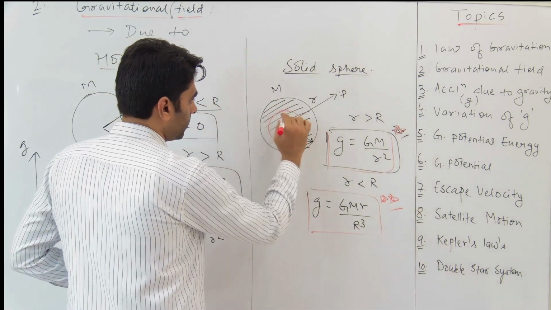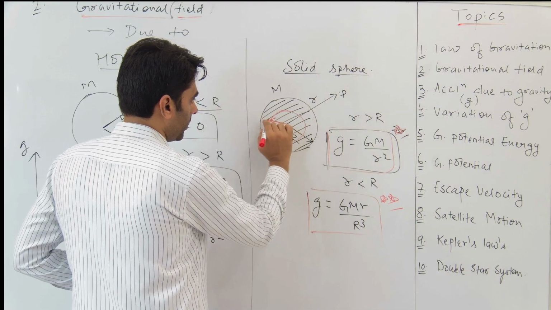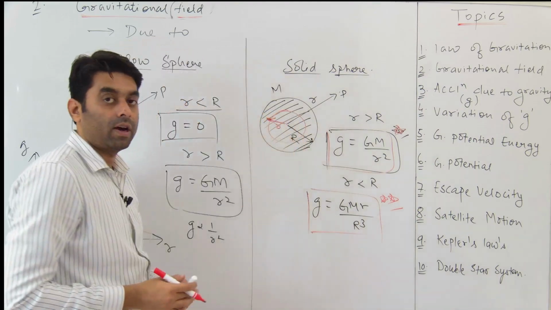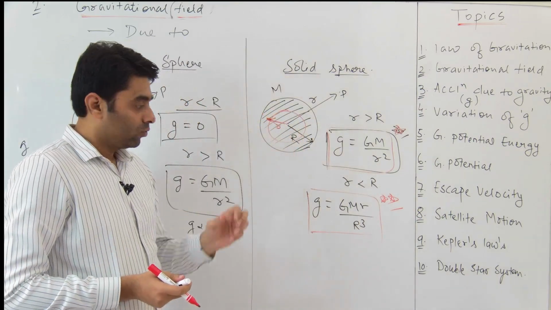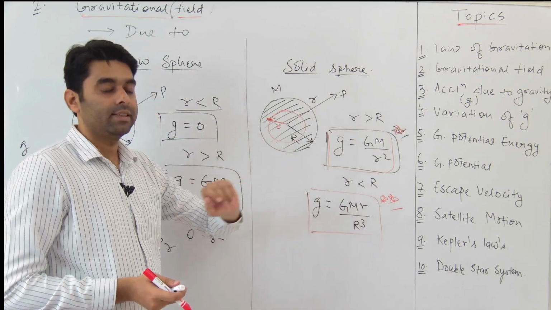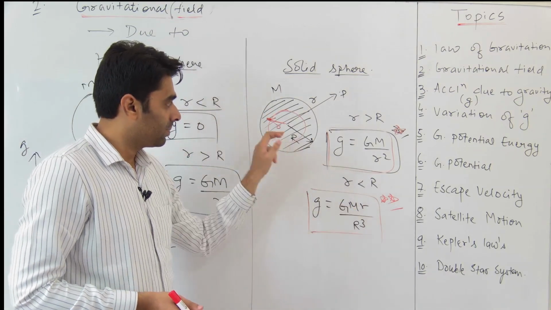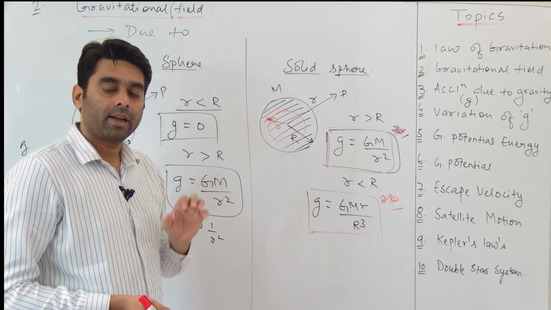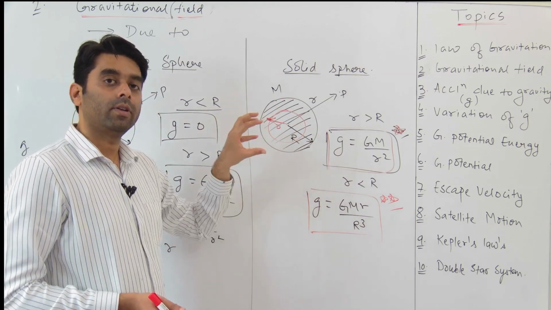For example, let's suppose this point is present at a separation of r and this point is inside. So for this point, your gravitational field is given as GM small r, r is the separation, by capital R cube, capital R is the radius, right? This result is important, keep this in mind.